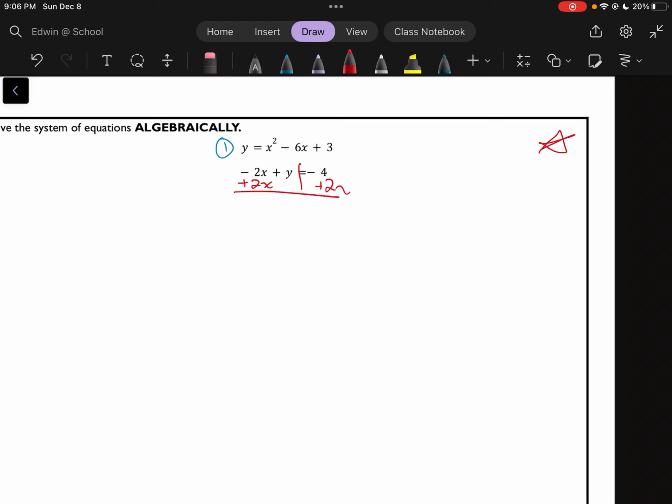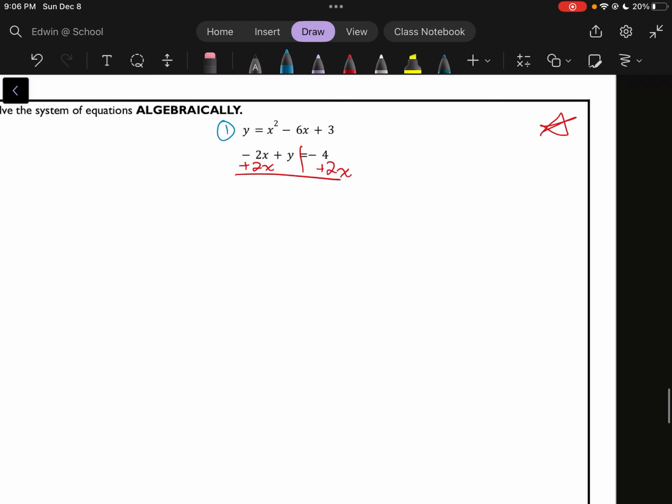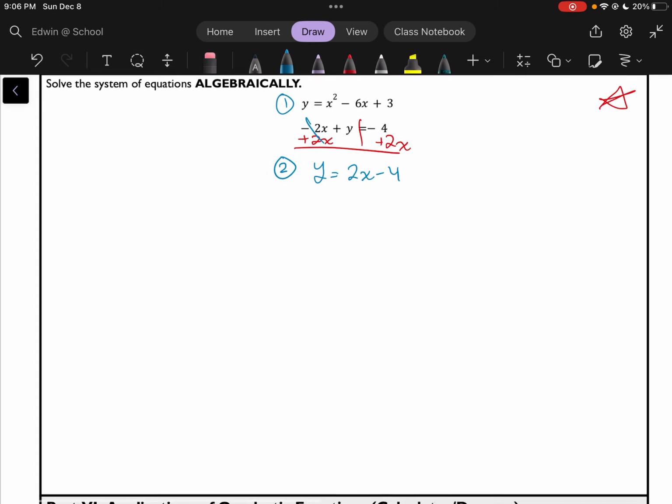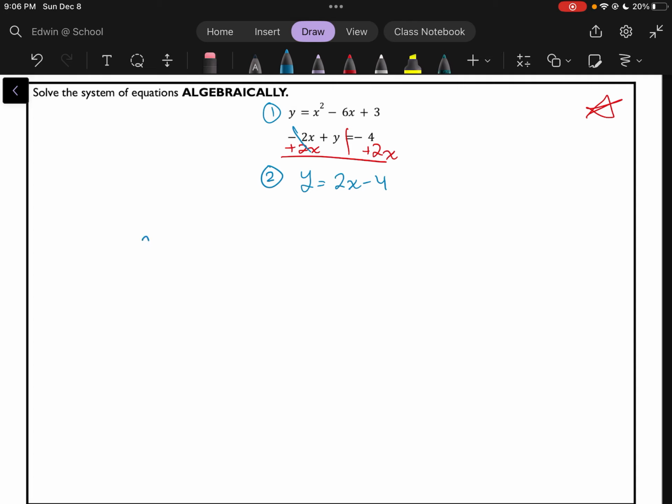So we just have to make sure we add it to both sides. So once we do that, we end up with y equals 2x minus 4. And now we have this very neat equation that we could work with. Just remember, it's the same thing. If we want to know where they intersect, we have to equal them to each other. Equals 2x minus 4.